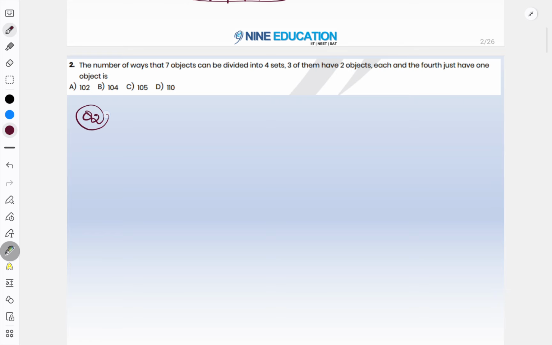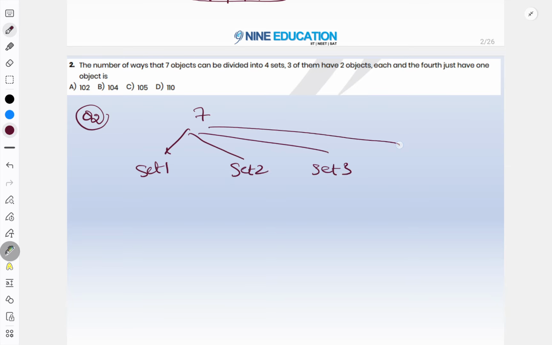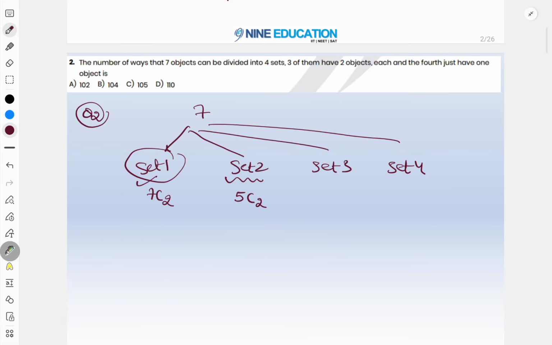Question number 2. You need to arrange 7 objects into 4 sets: set 1, set 2, set 3, set 4, such that the first set has 2 objects, set 2 has 2 objects, set 3 has 2 objects, and set 4 has only 1 object. Now choosing out of 7 objects, you need to choose 2 objects, that is equal to 7C2. In set 2, again you need to choose 2 objects, but from how many? You have to choose from 5. Why from 5? Because already 2 objects are given, the left out is 5 objects.